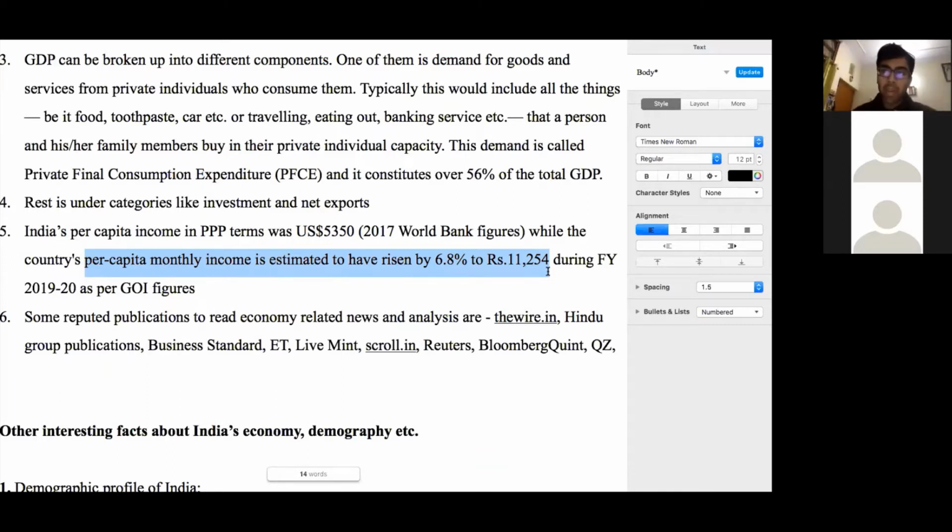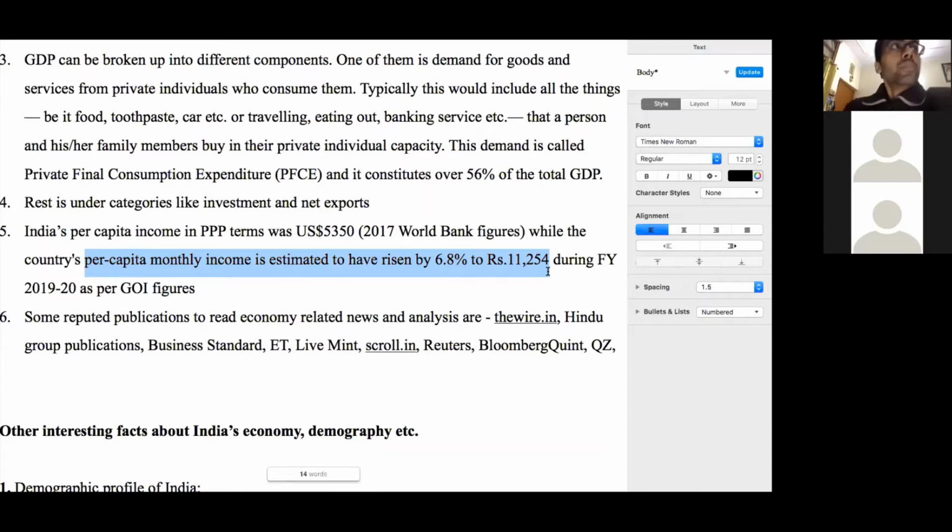So if you just multiply it by 12, you're going to get the annual figure as well, which is going to be somewhere around 1,35,000 or 1,40,000 per year in financial year 2020. By the way, there are strong chances that India's per capita income might actually fall in FY21 because a vast majority of the population has seen pay cuts and their incomes go down compared to financial year 2020.